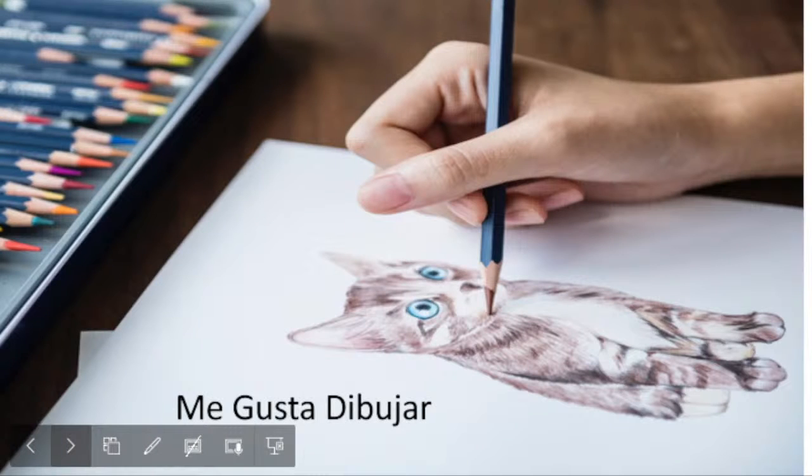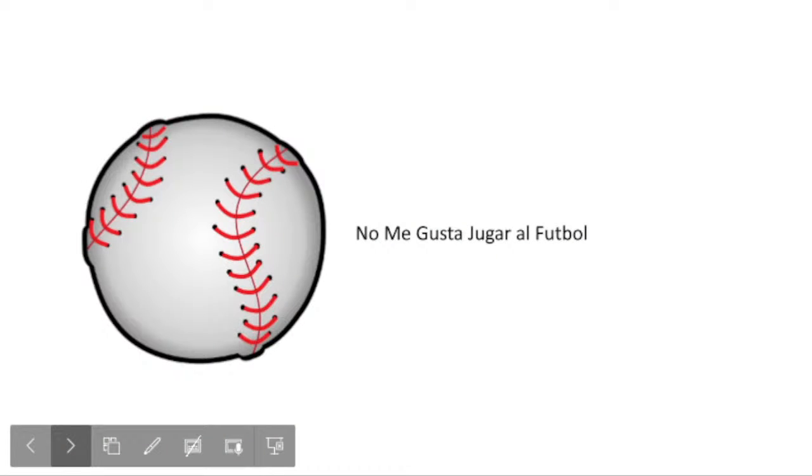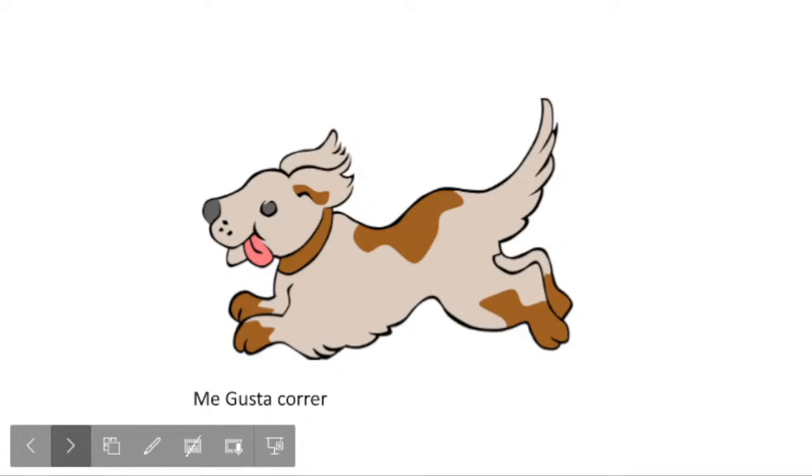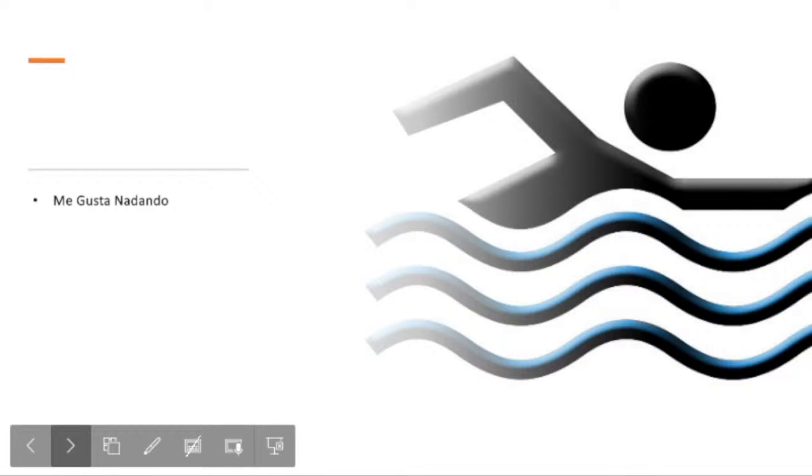Me gusta dibujar. I like to draw. No me gusta jugar al fútbol. I don't like baseball. Me gusta la fruta. I love the fruit. Me gusta correr. I like to run. And last, me gusta nadar. I like to swim.